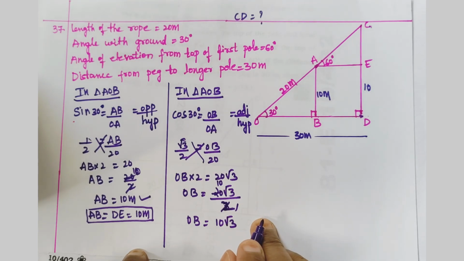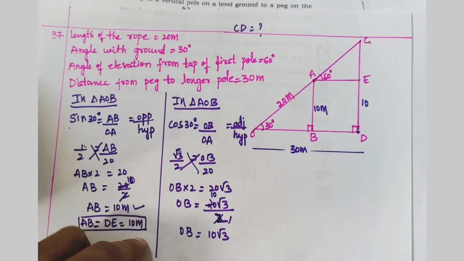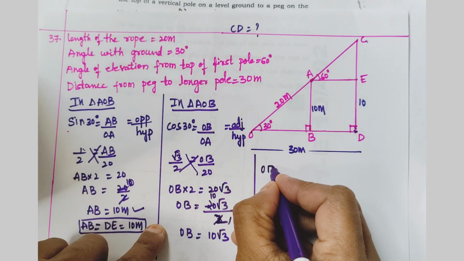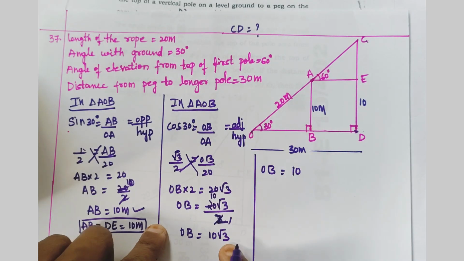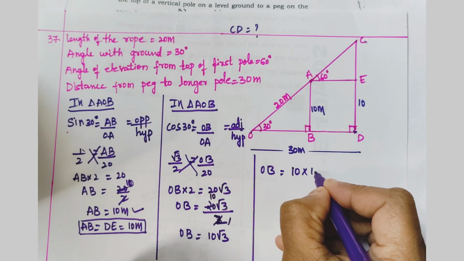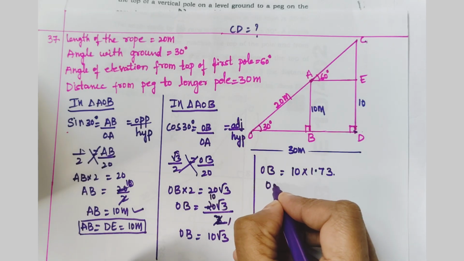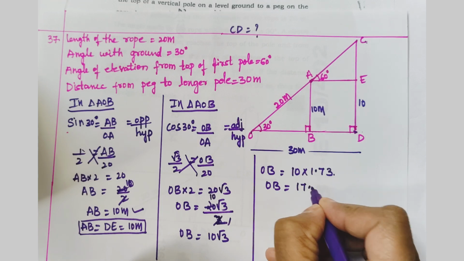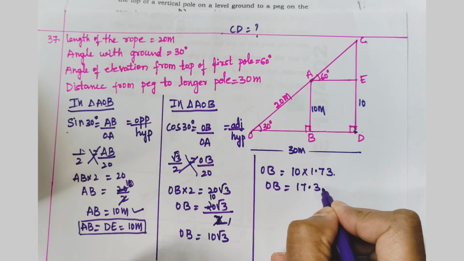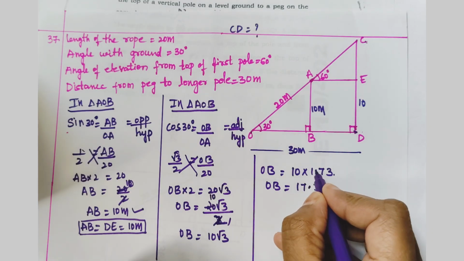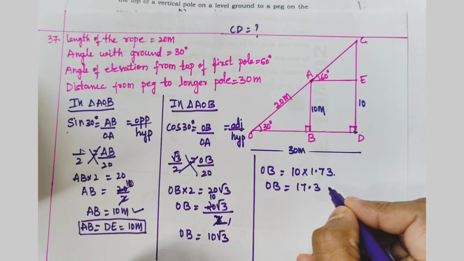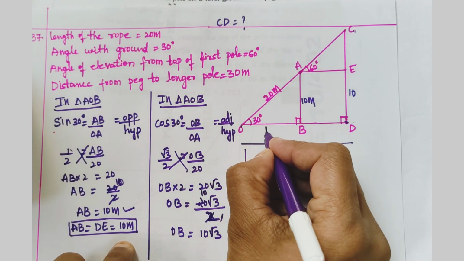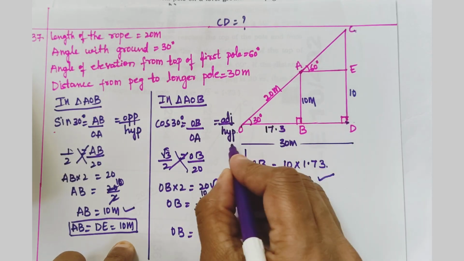The root 3 value given in the question is 1.73. So OB is equal to 10 root 3, that is 10 into 1.73. The point will move one digit forward, so we get 17.3. So OB is equal to 17.3.